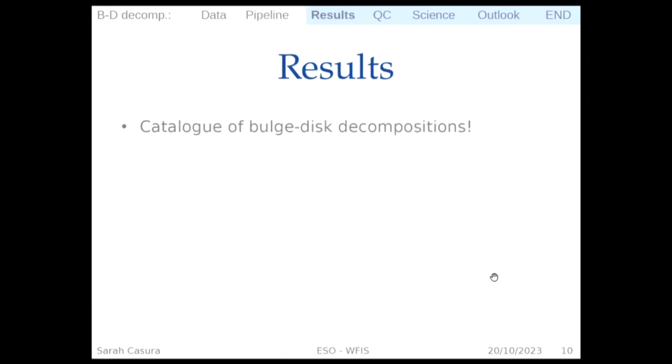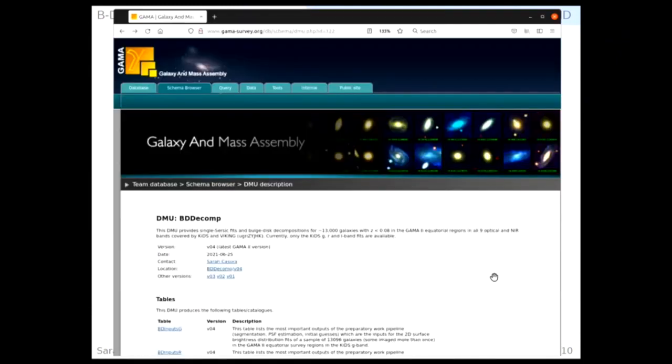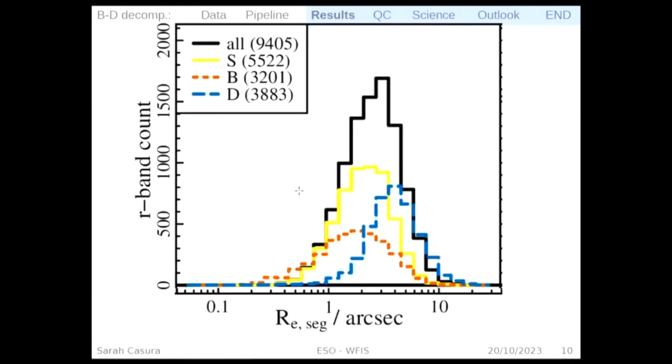Right, our main result is a catalog of bulge-disk decompositions. I won't drop the catalog onto you because it's got 13,000 rows and I don't know how many columns. But here's a screenshot of the GAMA webpage where the catalog is actually published. Well, sort of, it's on the Team GAMA base for now, but you know, it is real. It's not just hidden somewhere.